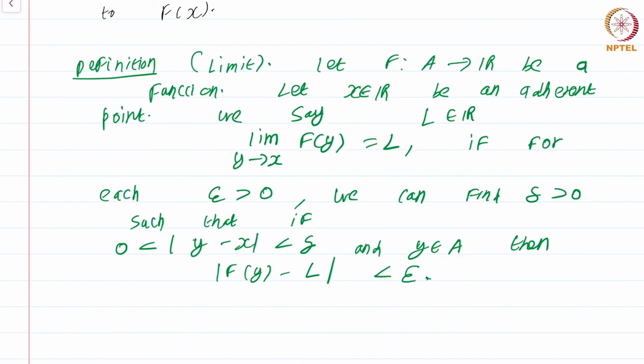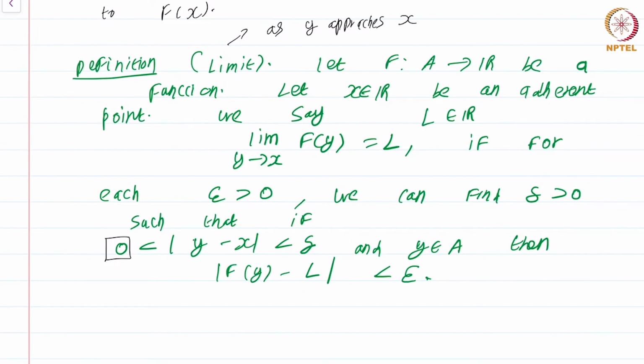We say limit y going to x of f of y equals L, and L is a real number, if for each epsilon greater than 0, we can find a delta greater than 0 such that if 0 is less than mod y minus x is less than delta and y is in A, then mod f of y minus L is less than epsilon. Only difference is we are specifying this 0 less than mod y minus x is less than delta. The reason is this is the definition of limit as y approaches x.